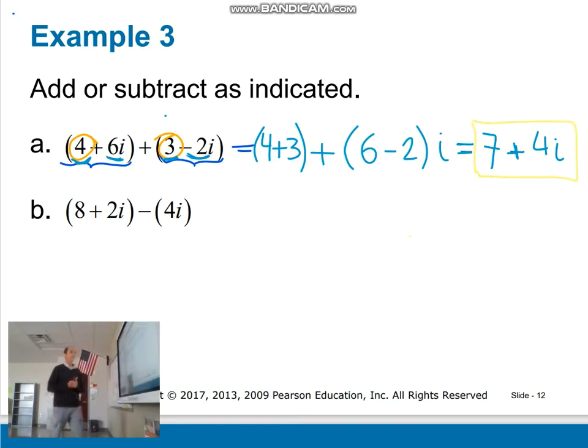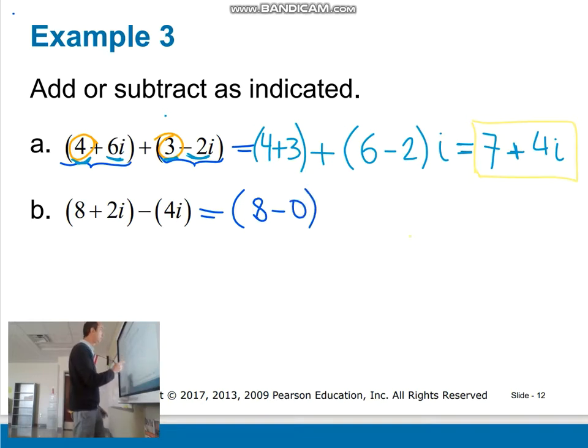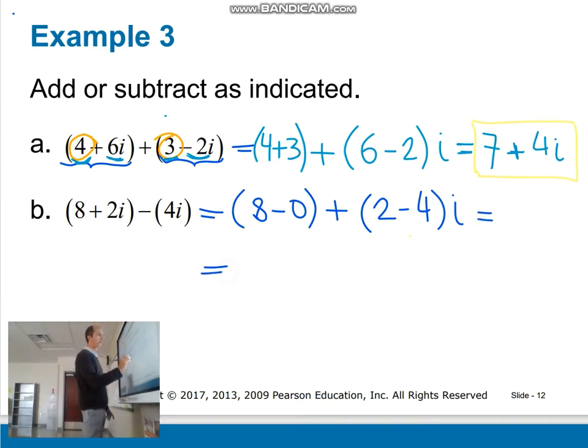Okay. Letter B, we're going to work with subtraction of complex numbers. So remember, we have 8 plus 2i as the first complex number, and for the second complex number, we don't have the real part. It's like 0 plus 4i. So subtraction, 8 minus 0 is the real part, and for the imaginary part we have 2 minus 4 times i. That means the result is 8 plus, 2 minus 4, which is negative 2i, and this is the answer.